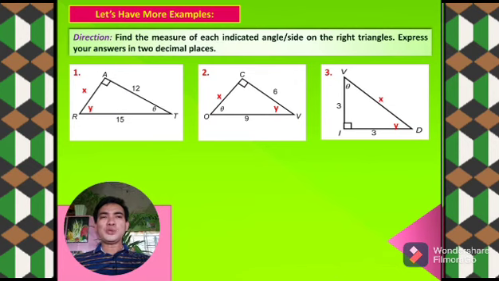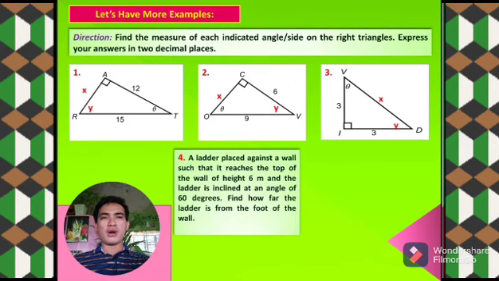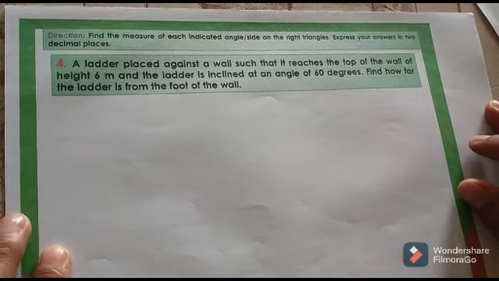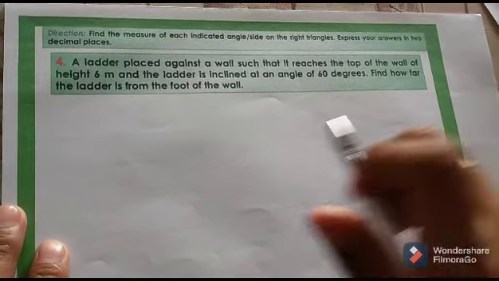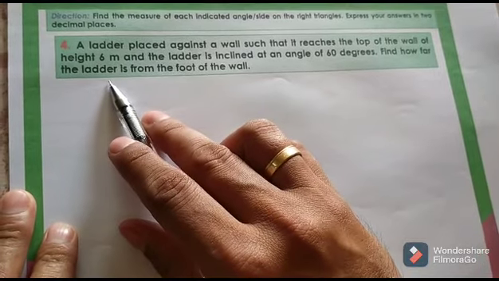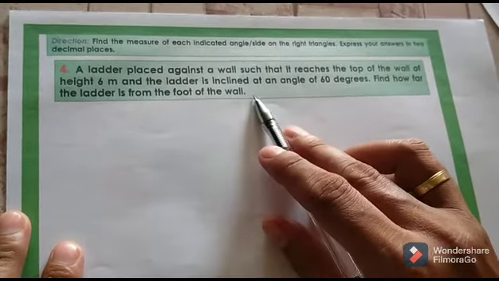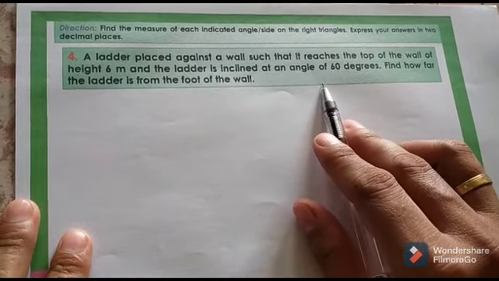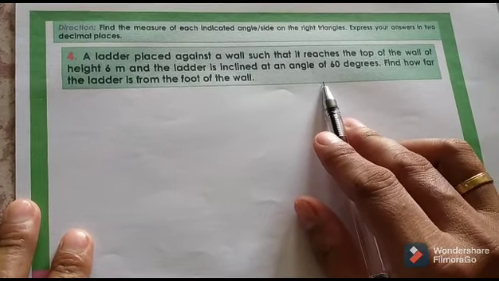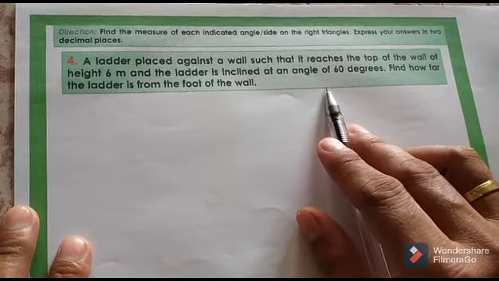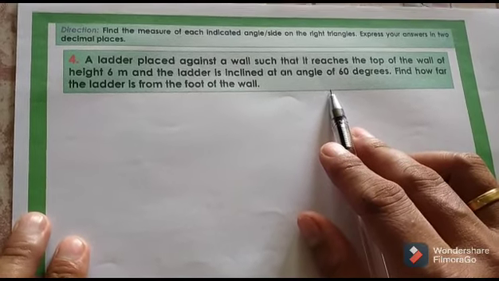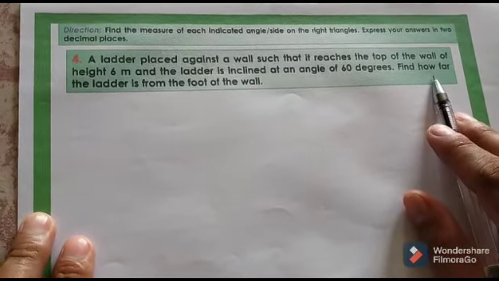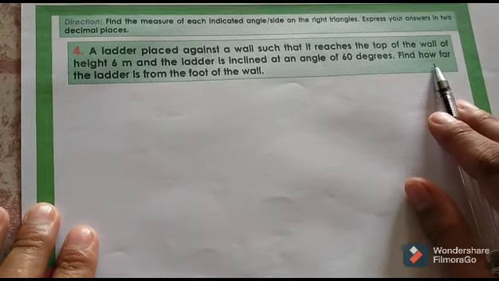Let's proceed to number 4. What is in number 4? Oh, it's a problem solving. Okay, let's find it out on the screen. Okay, let's now proceed with this problem solving. Number 4. Our problem here states that a ladder is placed against a wall such that it reaches the top of the wall of the height 6 meters, and the ladder is inclined at an angle of 60 degrees. And we are asked to find how far the ladder is from the foot of the wall.